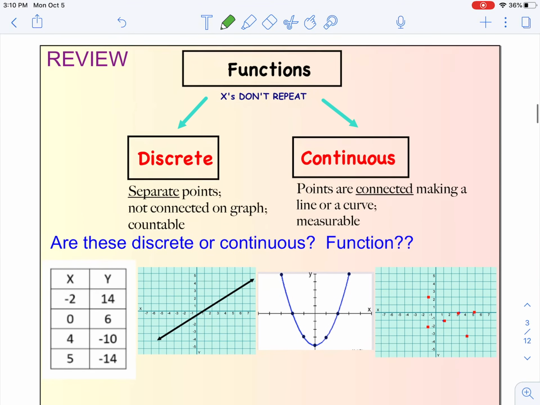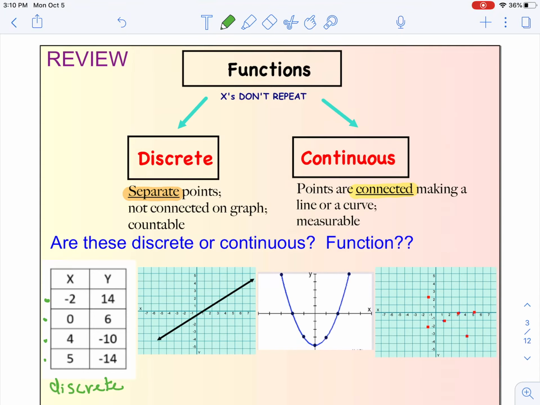So, again, a little bit more review about discrete versus continuous. Discrete is separate points, individual points, not connected on a graph. The points are separate, and we can count those points. Compared to continuous, continuous points are connected, making a line or a curve, and it is measurable. So are these discrete or continuous? Well, these are individual separate points, and I can count them, so this is discrete.